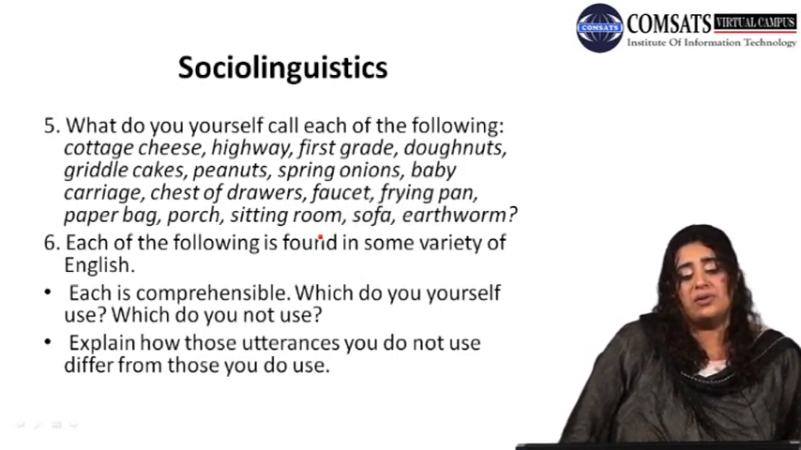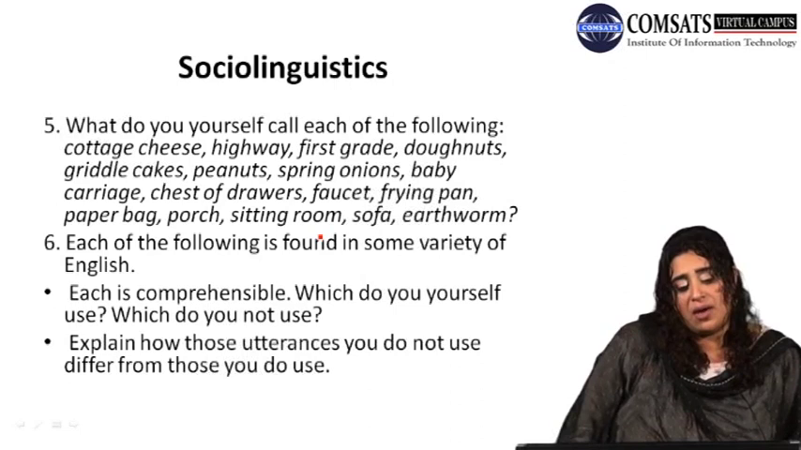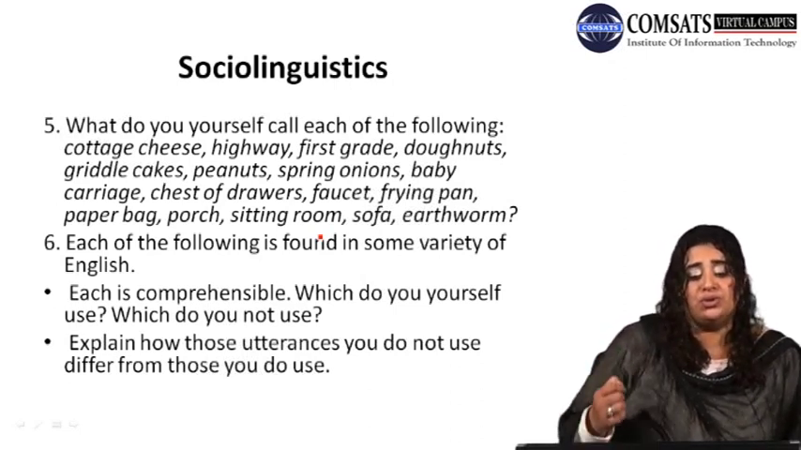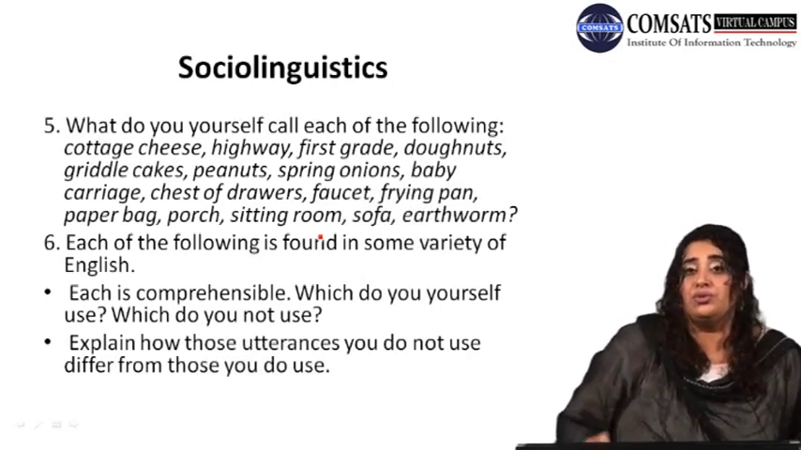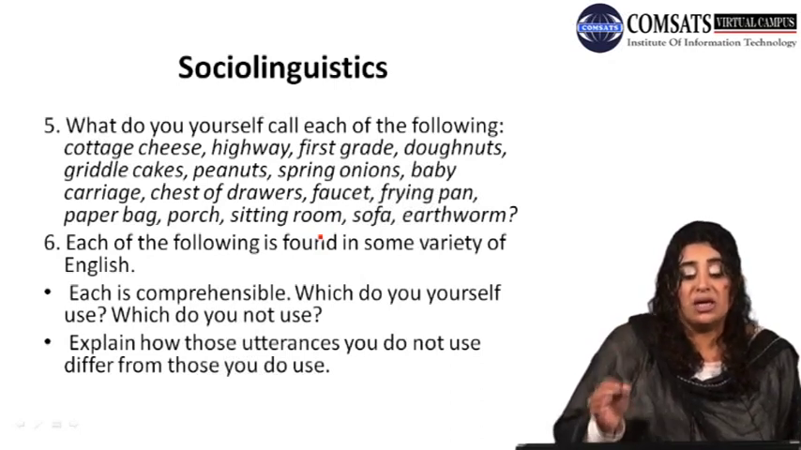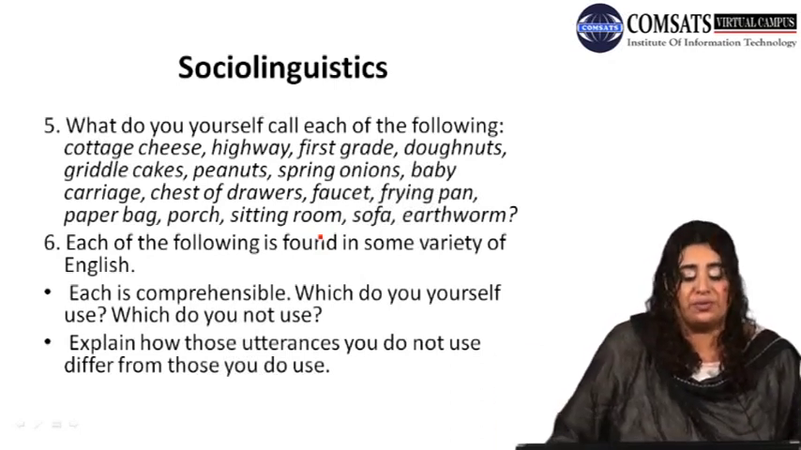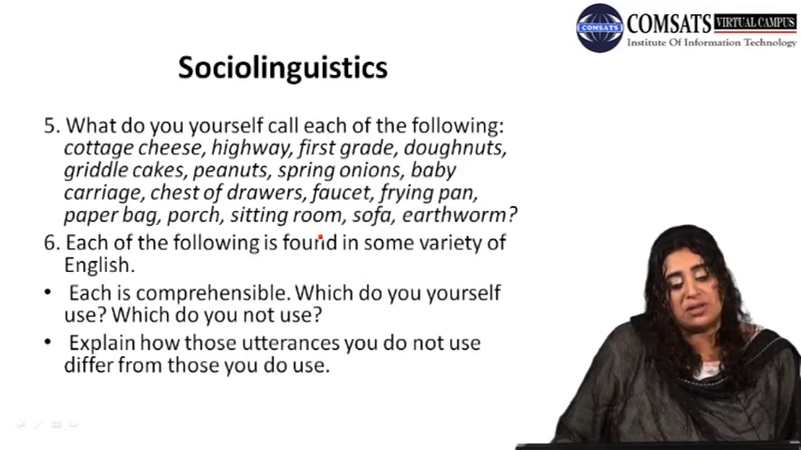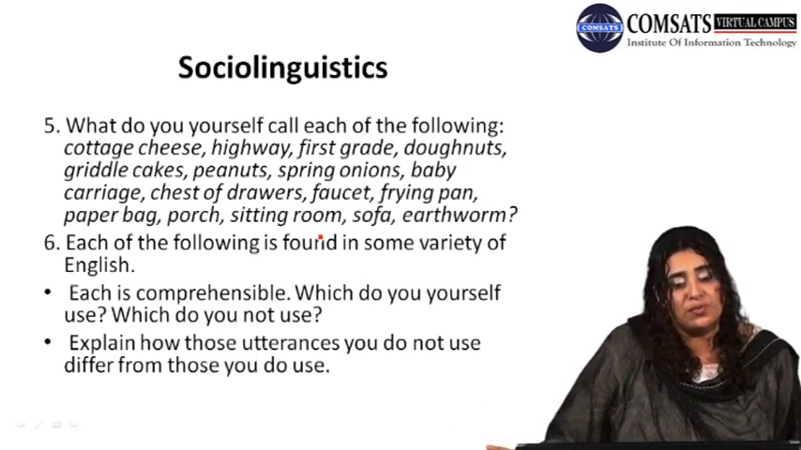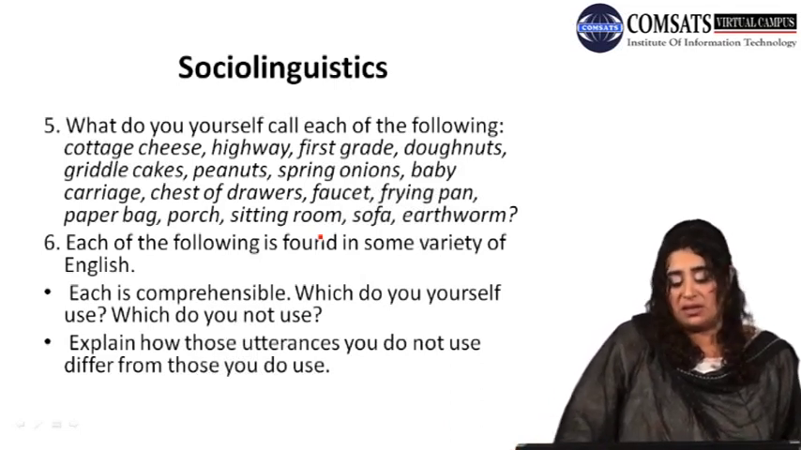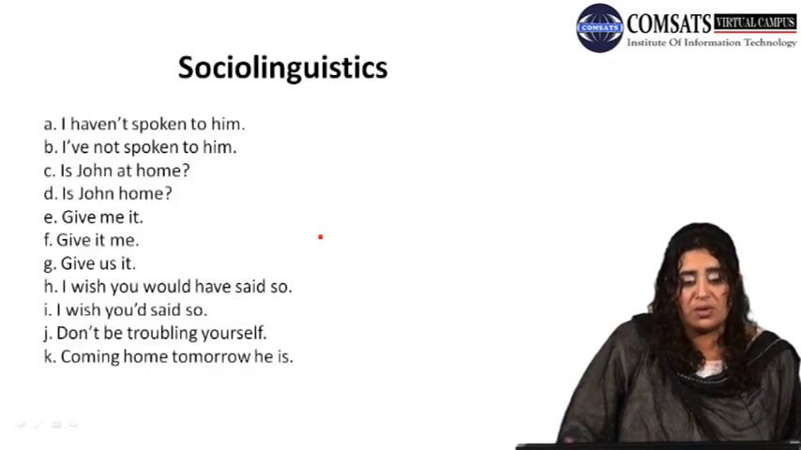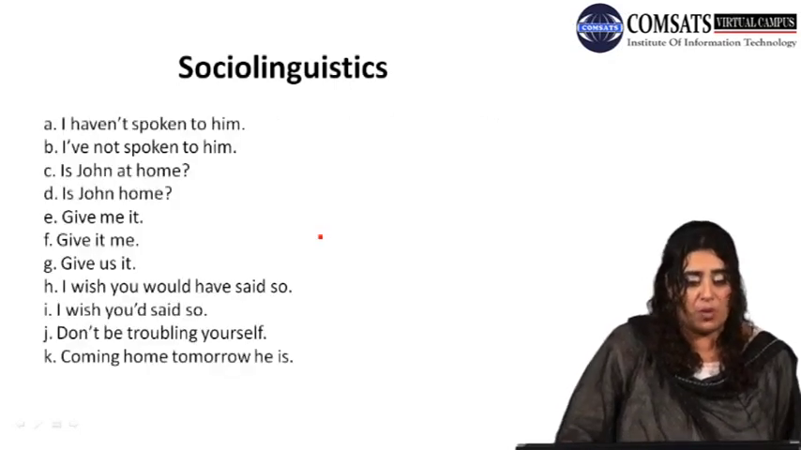Now each of the following is found in some variety of English. Each is comprehensible. Which do you yourself use, and what do you not use? So what you want to see is which of these varieties you use and which you yourself would not use. Explain how these utterances you do not use differ from those that you do use. Check out all of these and see how many you use and how many you don't. So: I haven't spoken to him would be one.